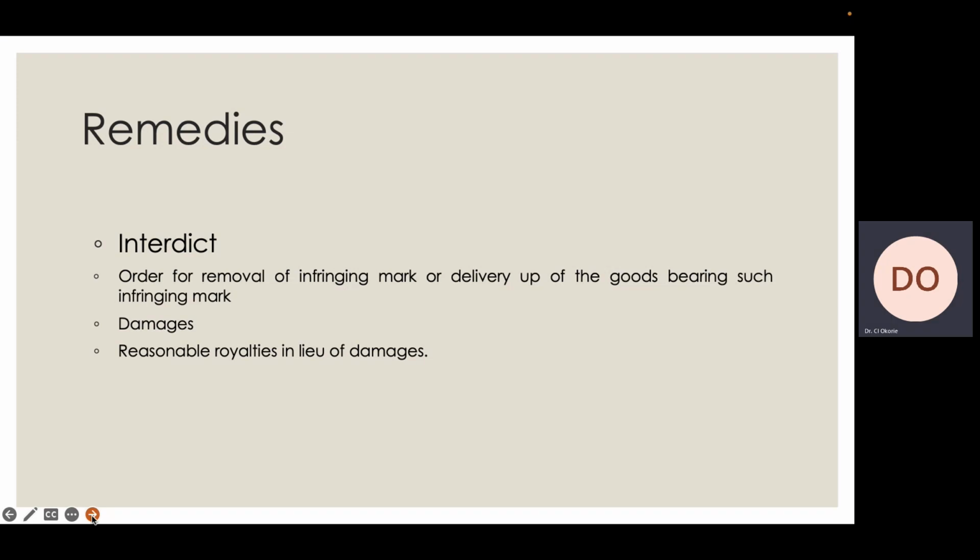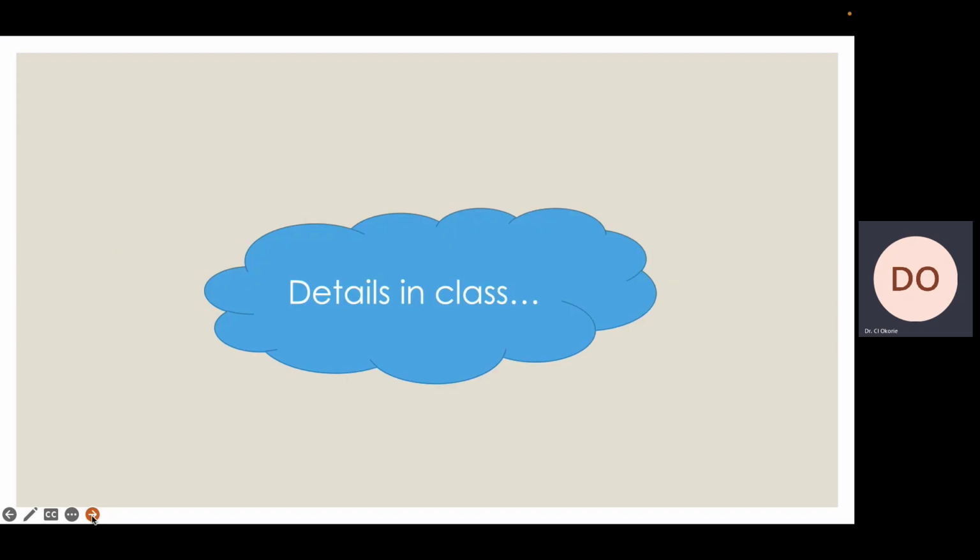It could also be that they could ask for damages, or they could ask for reasonable royalties in lieu of damages. So damages and reasonable royalties, you don't ask for them side by side. You ask for either damages or you ask for reasonable royalties. And that brings us to the end of the gist about trademark rights, infringements, and remedies. And we'll have more details in class.